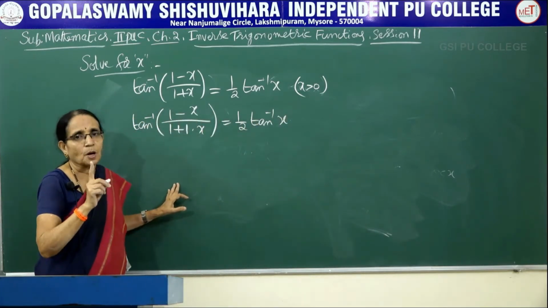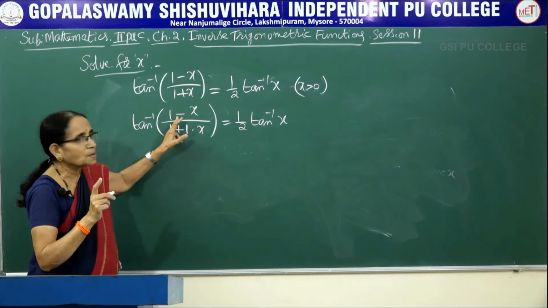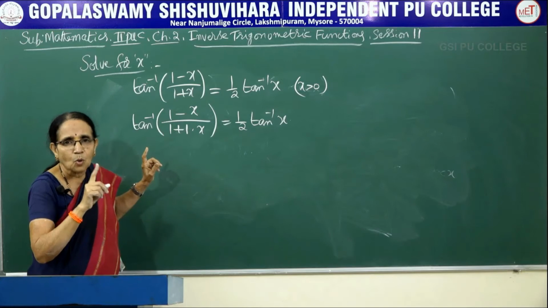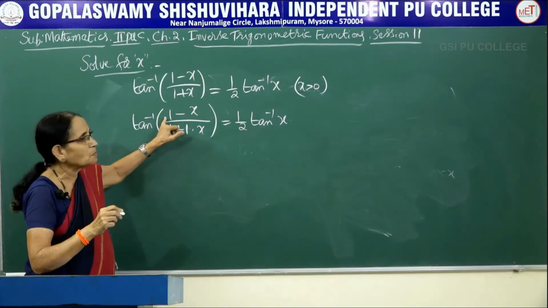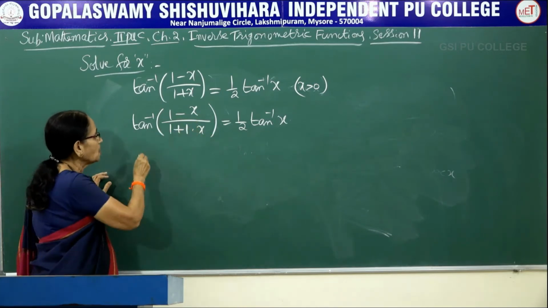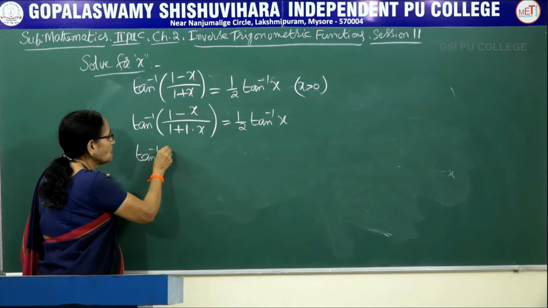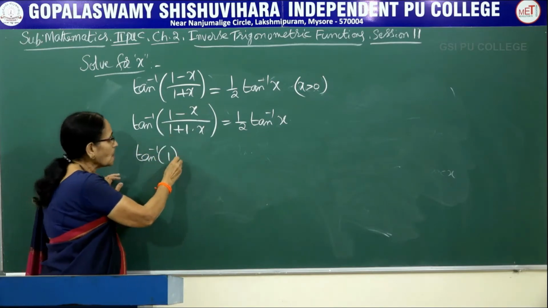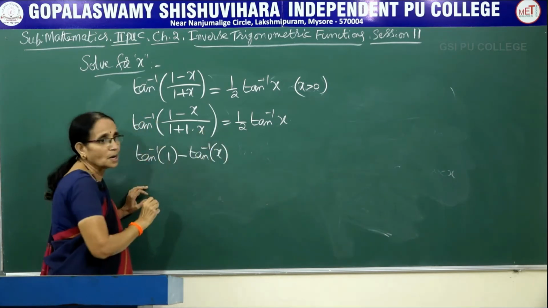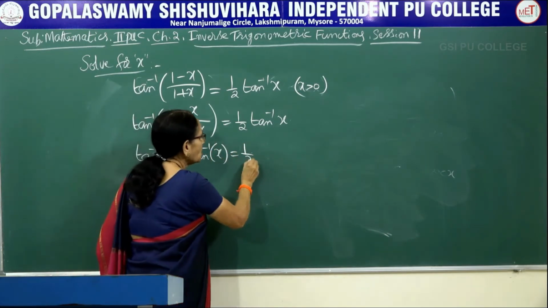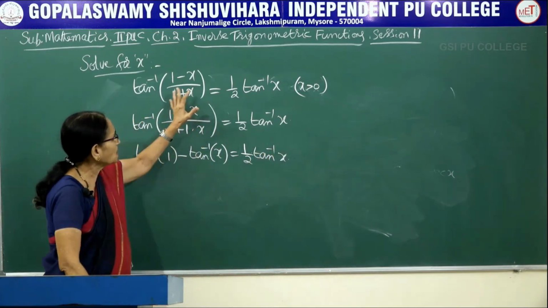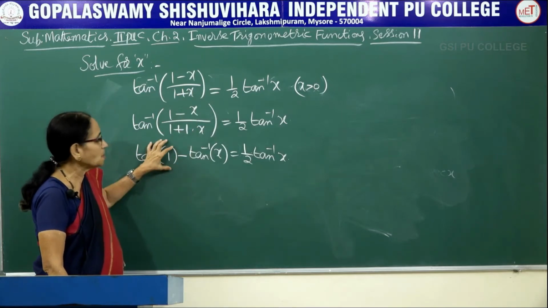So using the fourth property, what does it say? Tan inverse x minus tan inverse y equal to tan inverse of x minus y over 1 plus x into y. In the place of x is 1, in the place of y is x. So I can use that property and rewrite this as tan inverse of 1 minus tan inverse of x. Right hand side, half of tan inverse of x. Look here, it was a little bit complicated function. Now you observe it is a constant.